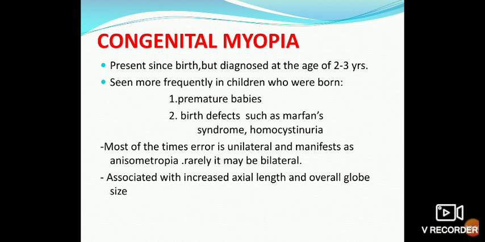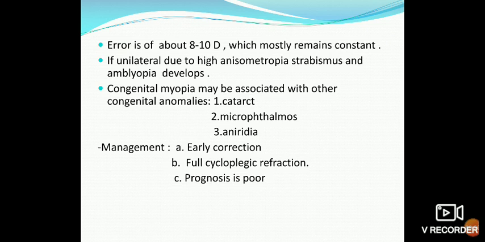Most of the time, the error is unilateral, and when this is unilateral, it will lead to anisometropia. What does aniso mean? Aniso means not equal. So the refractive error in one eye is different from the refractive error in the other eye. It is called anisometropia. When this difference is more than 3 diopter, it is significant. Here the error is usually 8 to 10 diopter, which mostly remains constant. If unilateral, due to high anisometropia, there is strabismus and amblyopia.